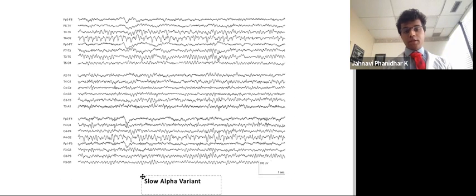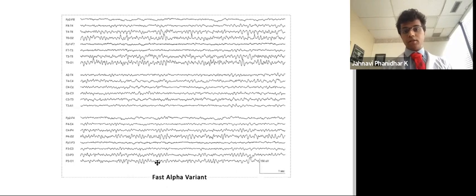There are alpha variants. The slow variant of alpha occurs at 5 hertz, the normal being 8 to 13 hertz. This is normal. And there is a fast alpha variant where it can happen much faster, as shown here, which is around 18 hertz.